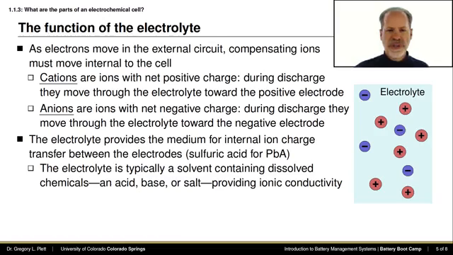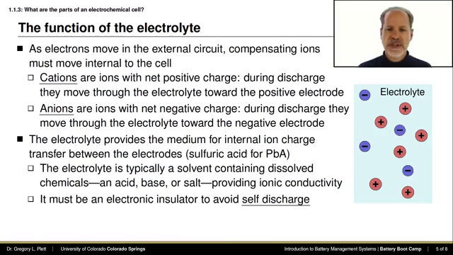The chemicals that are dissolved in the solvent must dissociate into positive and negative ions. So sometimes acids are used, which tend to give off hydrogen ions with a net positive charge. Sometimes bases are used, which tend to give off hydroxide ions with a net negative charge. Or sometimes salts are used, which comprise elements or compounds that easily dissociate into parts that have a net positive charge and a net negative charge.